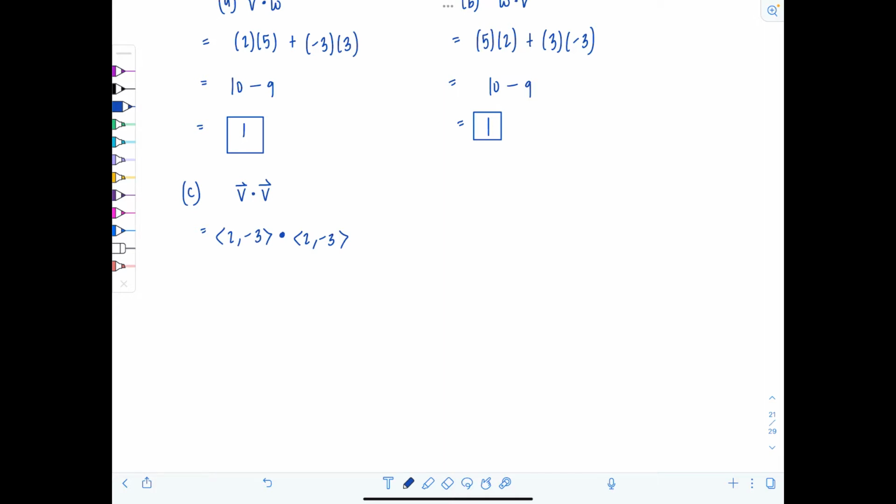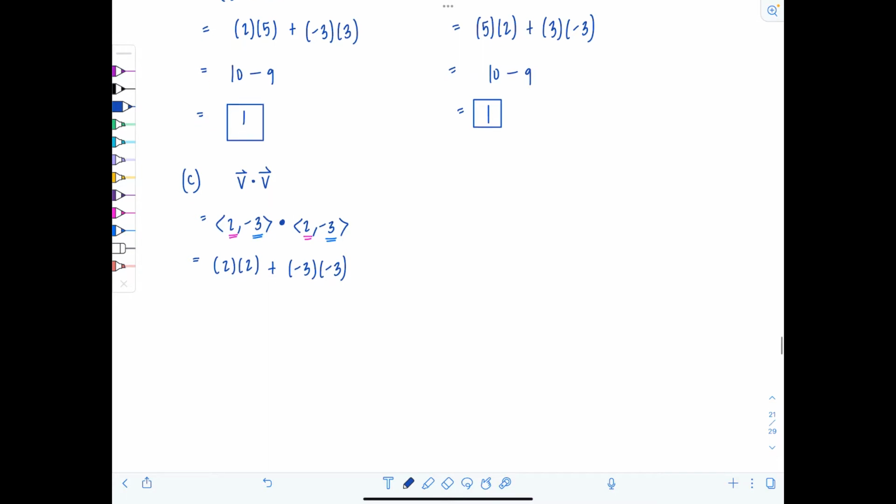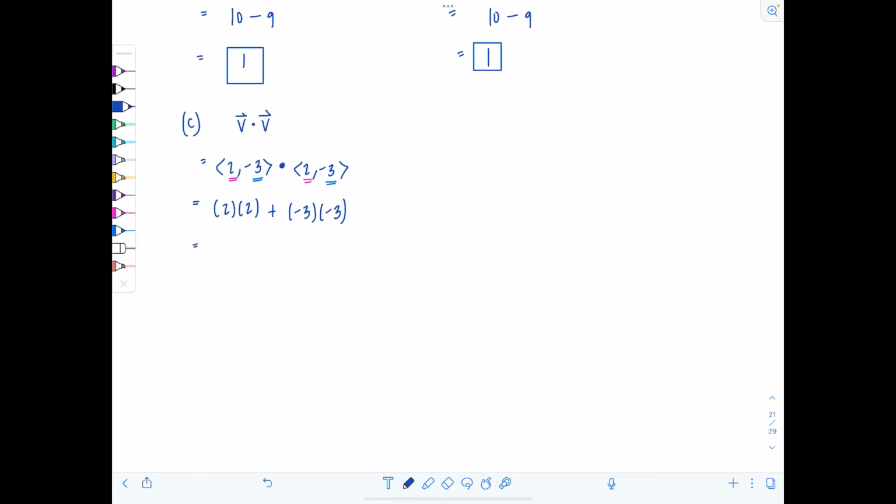for scalar quantities. So you're going to take the product of horizontal components, 2 times 2, plus the product of vertical components, so that's going to be negative 3 times negative 3. And what do we have here? This is going to be 4 plus 9, so 13.